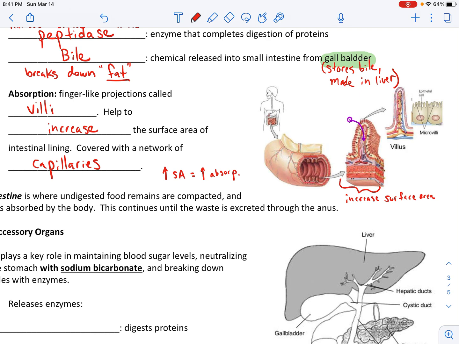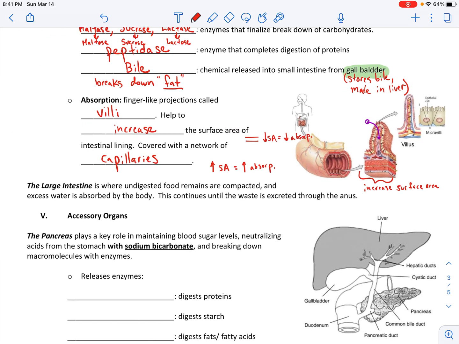If you didn't have villi and you just had a flat tube with no projections, that flat tube would have lower surface area. And that would, unfortunately, give you lower absorption of your nutrients. So villi and microvilli are important.